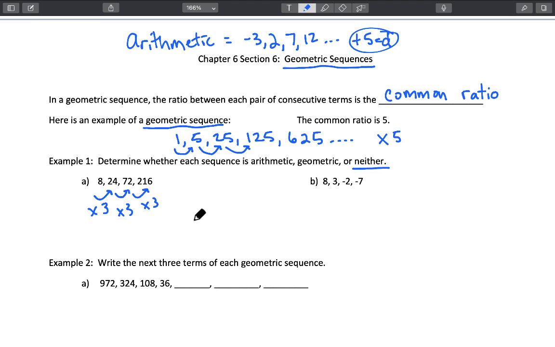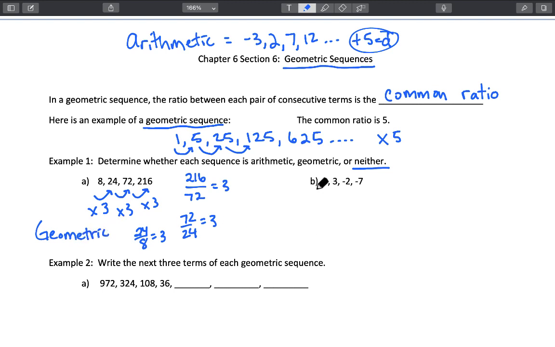Now, if you're uncertain, just take a term like 216 and divide it by its previous term. When you do so, 216 divided by 72 is in fact going to give you 3. And then 72 divided by 24 is also 3. And finally, 24 divided by 8 is also 3. So there is a common ratio here, and therefore we're going to call this one a geometric sequence.